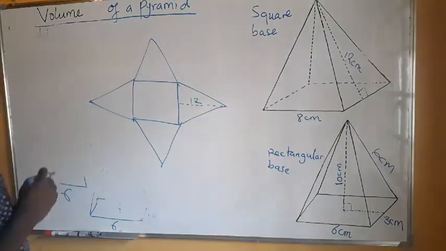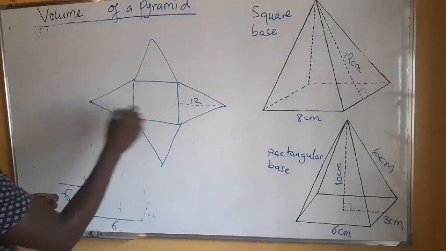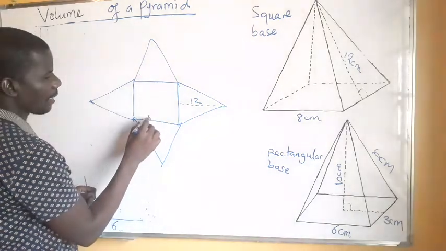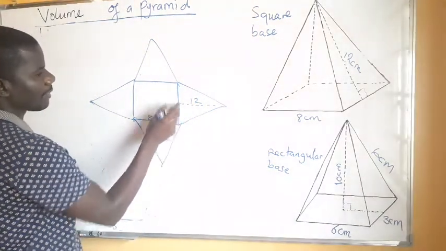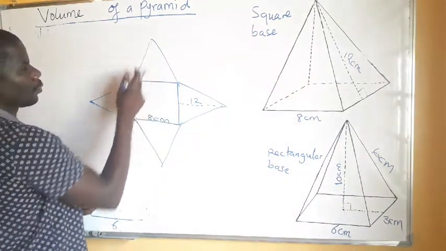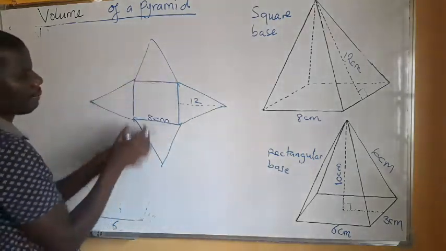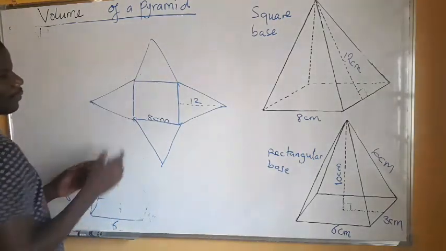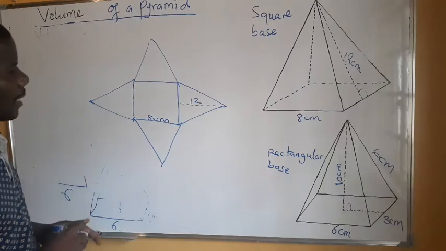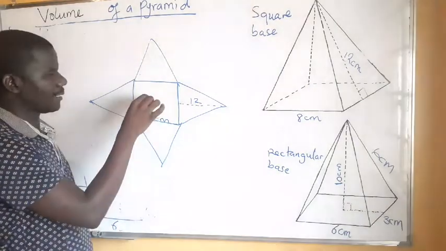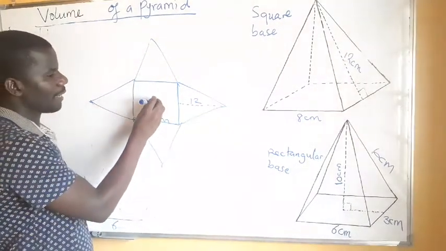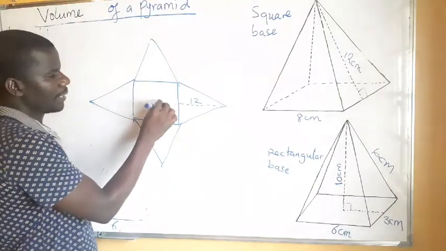I want you to pay attention. Where 12 is, it's this point. But then we also have 8 centimeters here. Take note that even this one is what? This is also 12, 12, 12 because the base is a square. So even the triangles are the same. Alright? Now, we need to find our height here. Please take note. We need to find our height here using these.